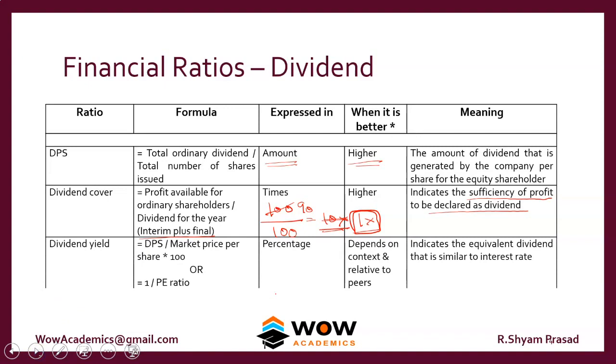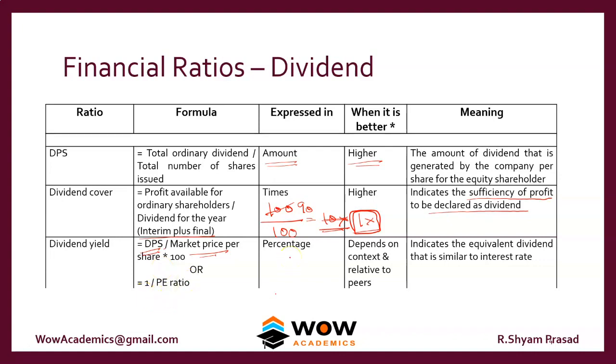So the third one is called as dividend yield. So here what we do is we take the DPS as a numerator and we take the market price per share as the denominator. So it's expressed in percentage. You can also arrive at the same answer by using 1 by PE ratio. You will get the same answer.